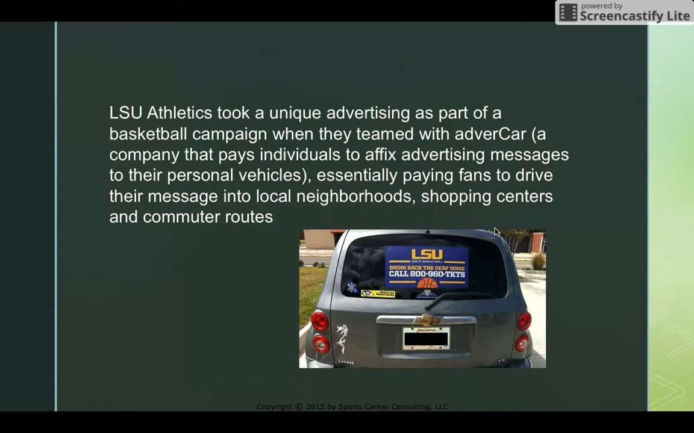Another additional form of media: LSU Athletics took a unique approach to advertising as part of a basketball campaign when they teamed with Advercar, a company that pays individuals to affix advertising messages to their personal vehicles, essentially paying fans to drive their message into local neighborhoods, shopping centers, and commuter routes. So people actually got paid to put that up in their windows.